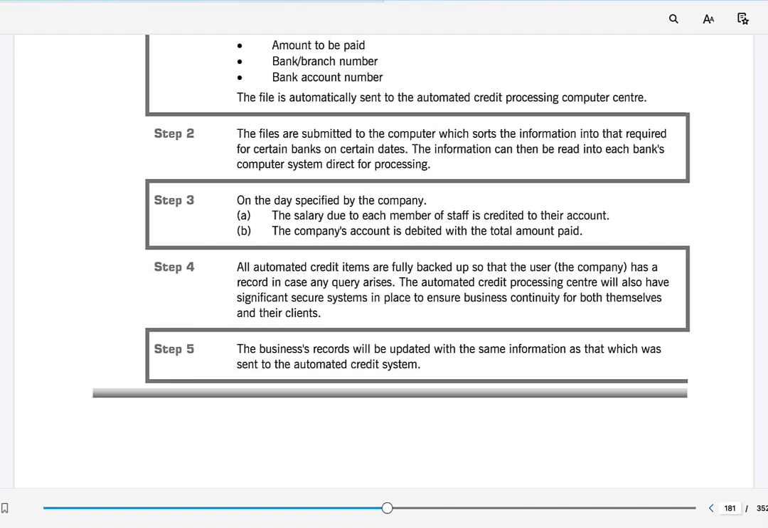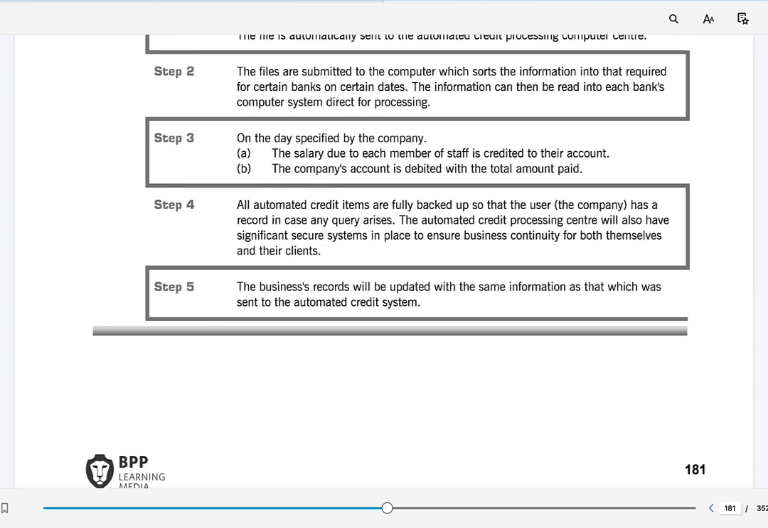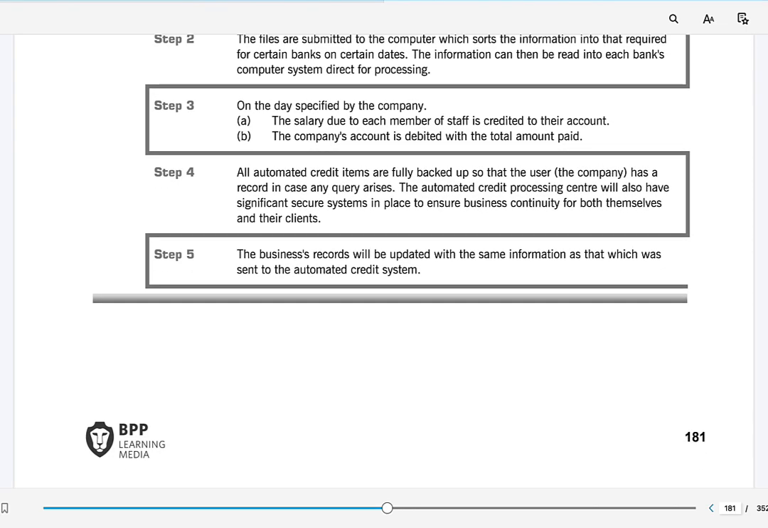So Step 4 is basically saying this. Automated payments must not depend on one single computer or one single file. They must be protected and recoverable. That is professional accounting control. Step 5. The business records are updated with the same information sent to the automated credit system.